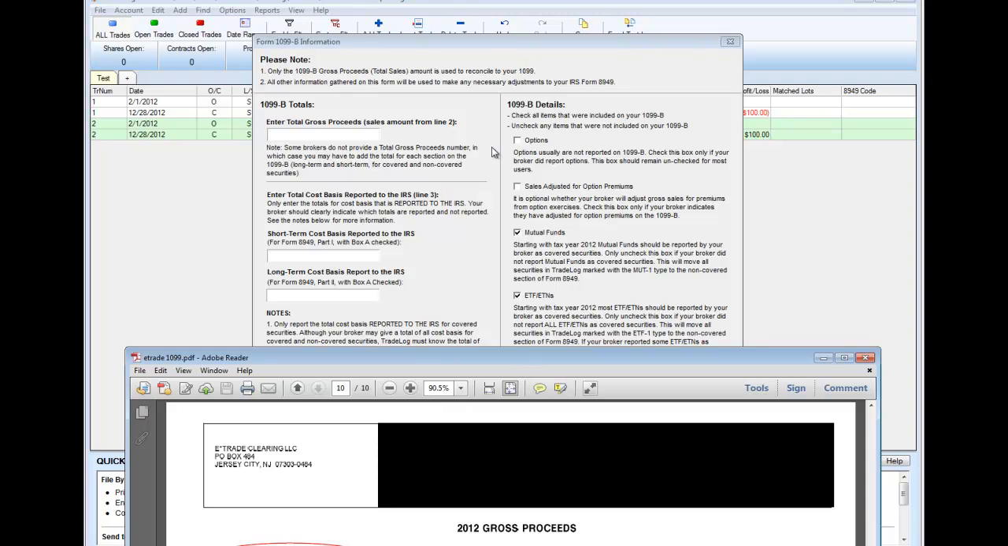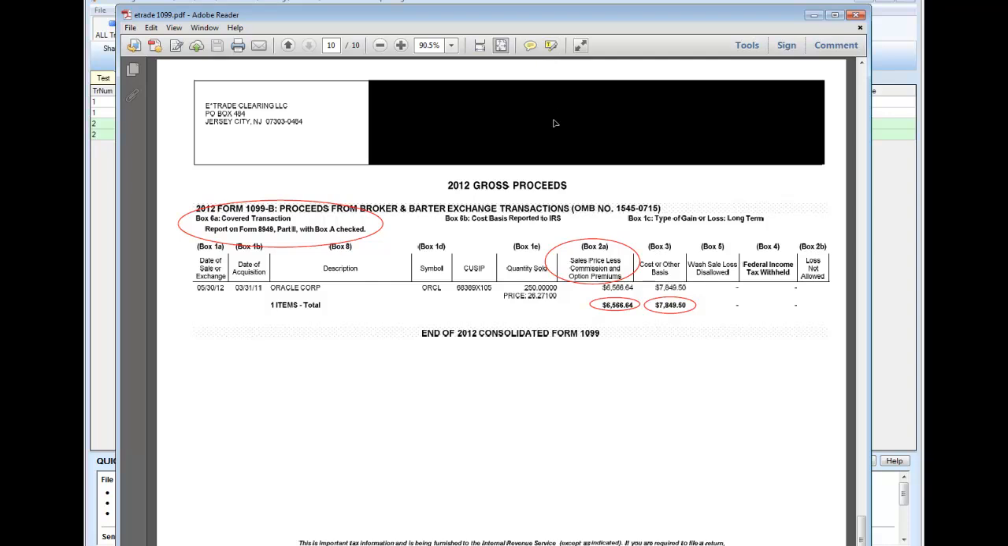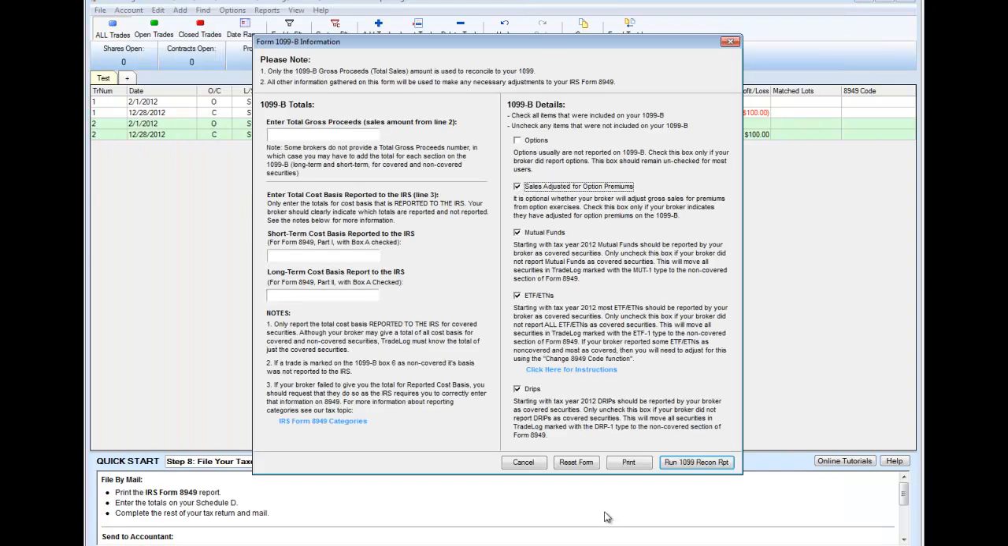It can be a little bit more difficult when you have a 1099 that doesn't give you a nice, clear summary that some of them do, and that's an example that we see here with E-Trade. One thing I also highlighted, you notice here in box 2A, sales price less commission and option premiums. So that's the giveaway to us that this broker did adjust for option premiums, and so I would check that box when I run my 1099. That's kind of a quick synopsis.